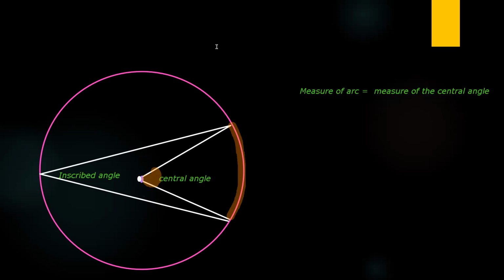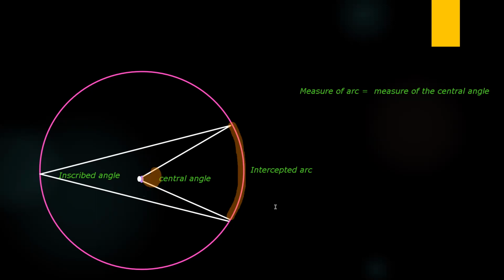Since we have these two points, this one and this one, they are connected by the sides of an angle, and they make an arc. This arc we call the intercepted arc. So the name of this arc here is the intercepted arc. And the measure of this intercepted arc is the measure of the central angle.